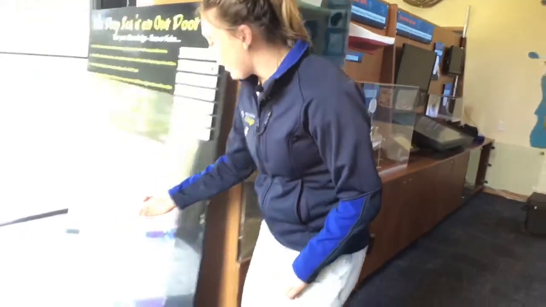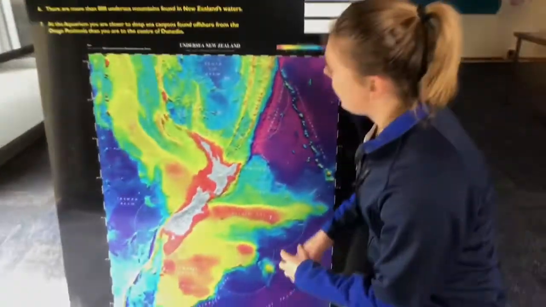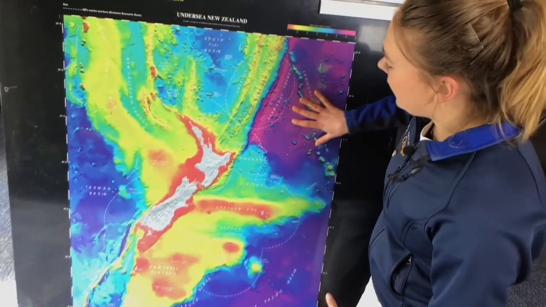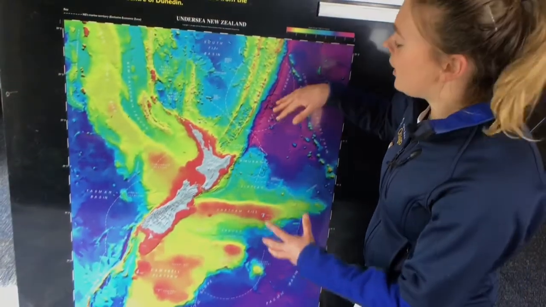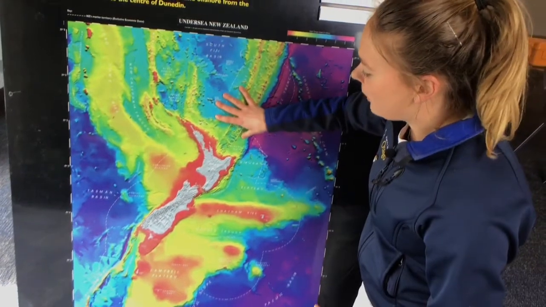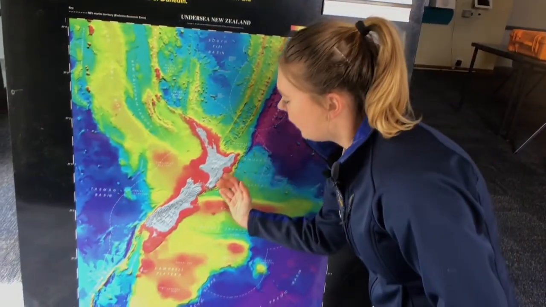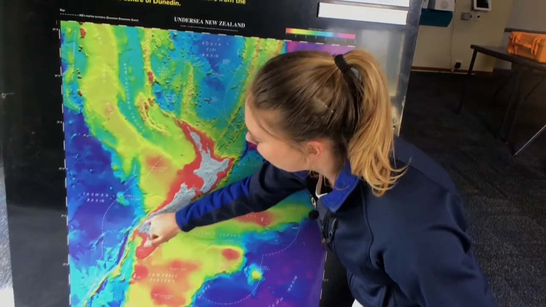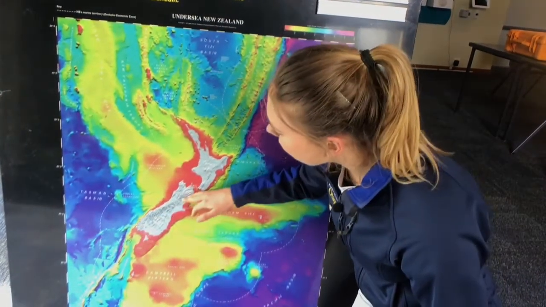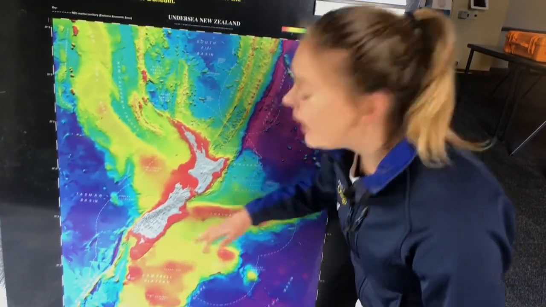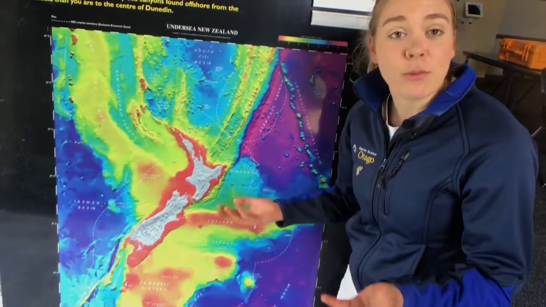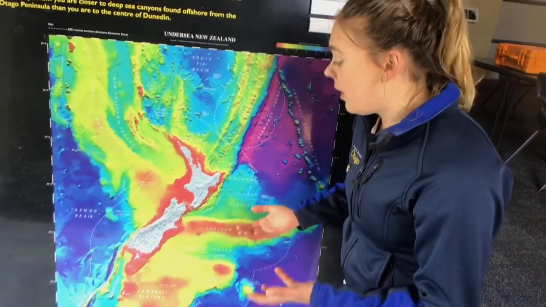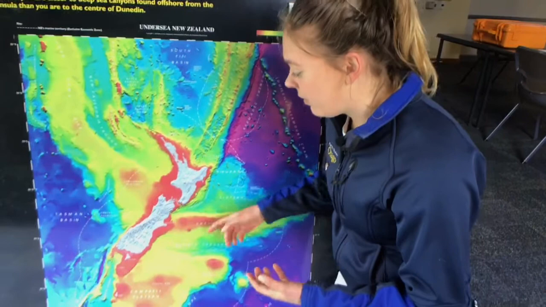If we come back round to our topographical map here, we can see the Indo-Australian plate here and the Pacific plate here. So the Pacific plate subducts under the Indo-Australian plate, and that creates this really strong ridge that you can see on the seafloor and even above, which is the Southern Alps. So everything that makes up those mountains is actually part of the benthos, so it was once part of the seafloor.